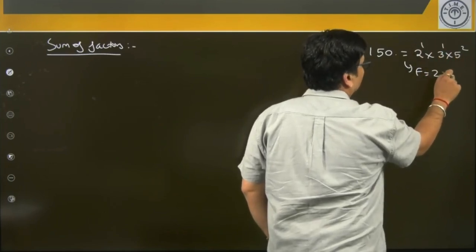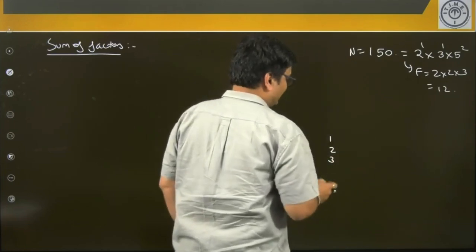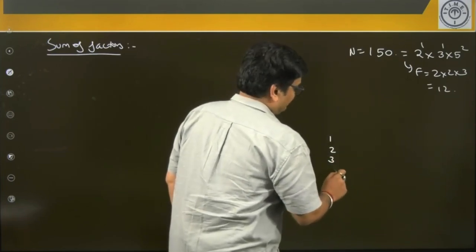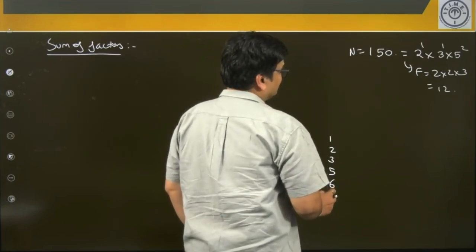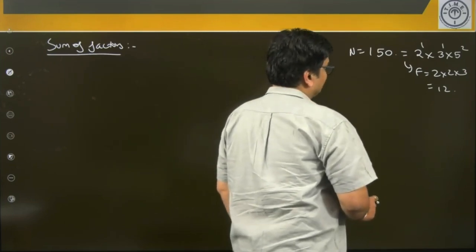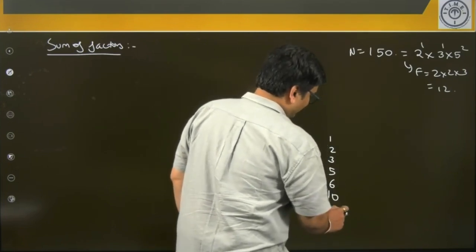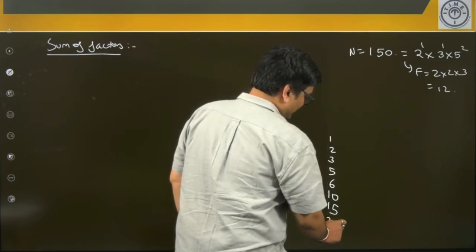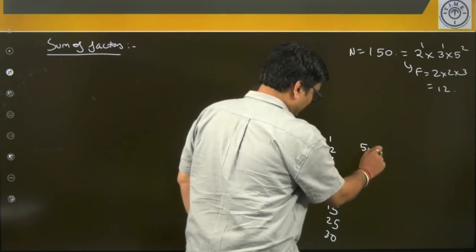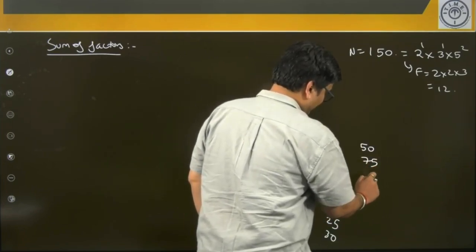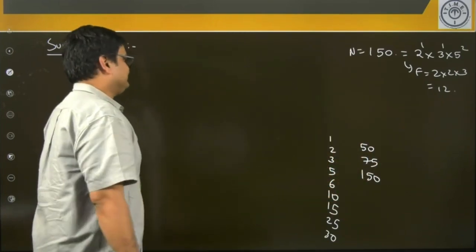One plus 1, 2 into 3, which is 12 factors. Now what are the 12 factors? 1, 2, 3, 5 is there, 6 is there, right? 7, 8, 9, 10 is there. Then you get 15, then you get 25, then you get 30, 50, 75 and 150. These are all the 12 factors that we have.